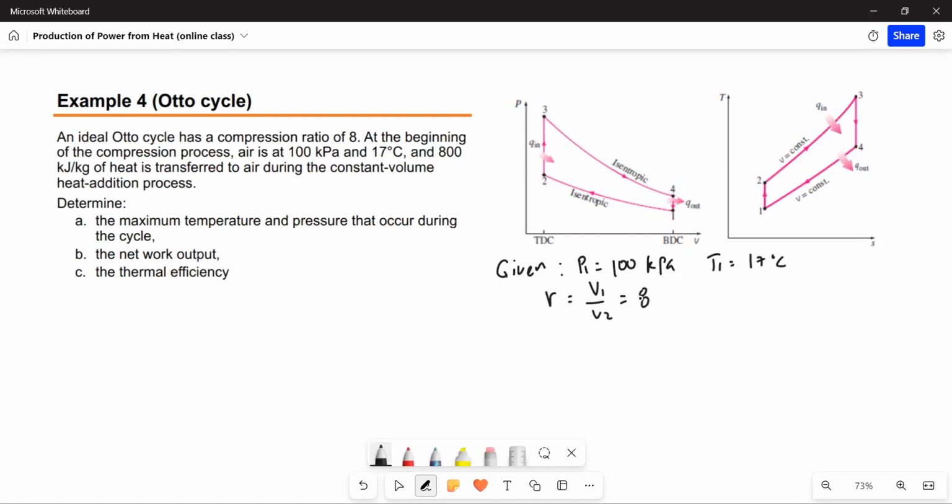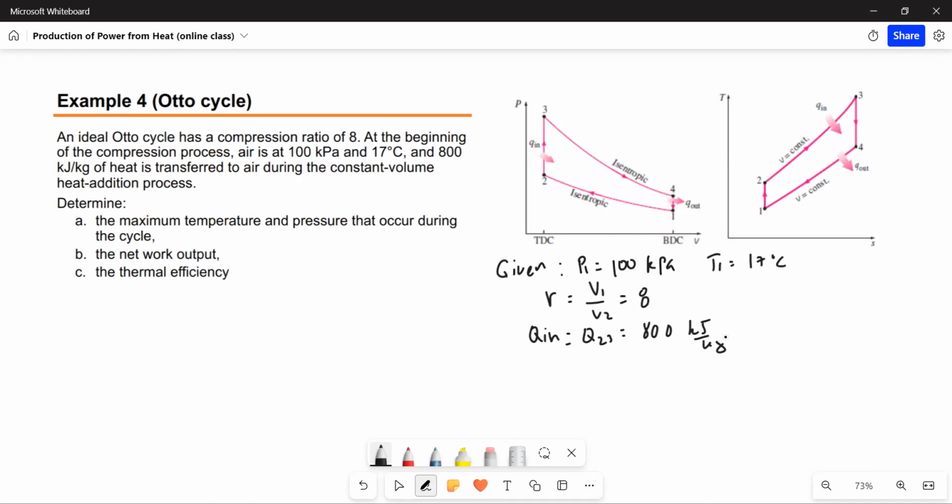What else is given? Q in, this value right here. Q in, or Q at 2 to 3, is equal to 800 kilojoules per kilogram.